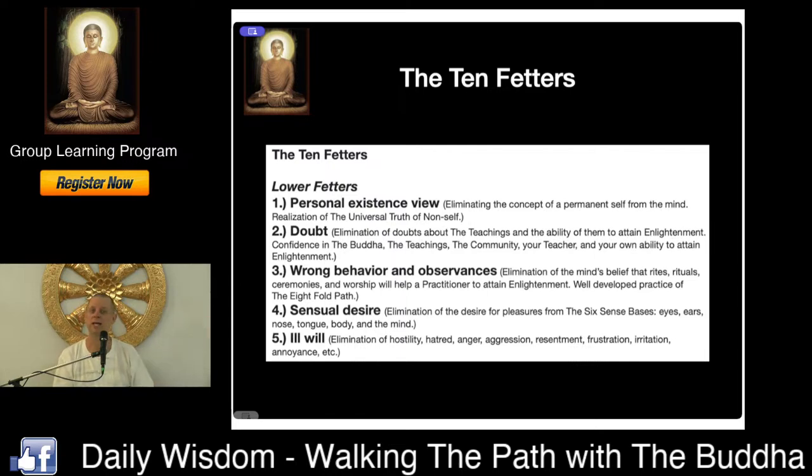Then the second one is called doubt. Doubt is where you have doubt about the Buddha, the teachings, the community that you're part of, your teacher, or your own ability to get to enlightenment, right? This is a very common thing: when an individual comes to the path to enlightenment, they have doubt. Did this person, the Buddha, even exist? Does enlightenment even exist? Do these teachings even exist? Is it even possible? Is this community going to be supportive and helpful for me to get to enlightenment? Does my teacher even know how to help me get to enlightenment? Or do I have the ability, do you yourself have the ability to get to enlightenment? You might have doubt about whether this is even possible or not, right?